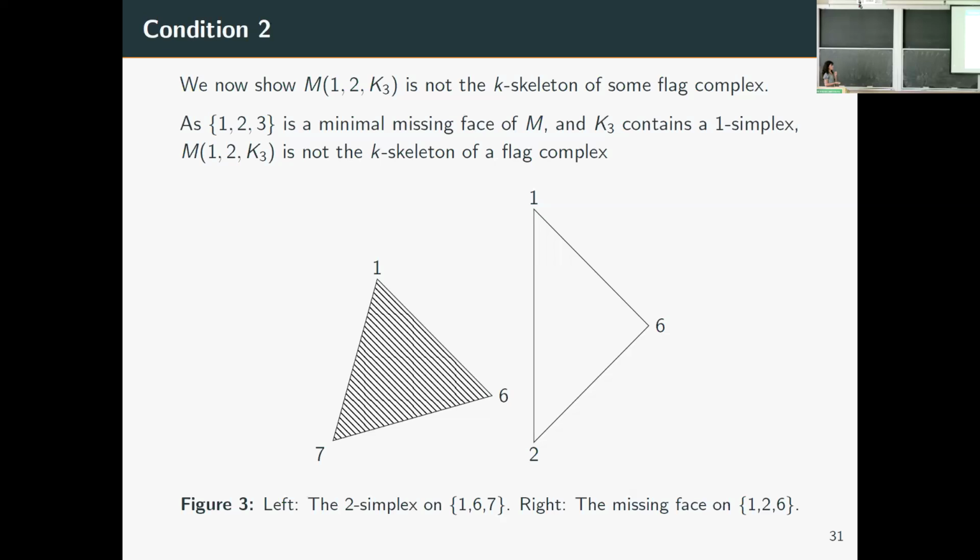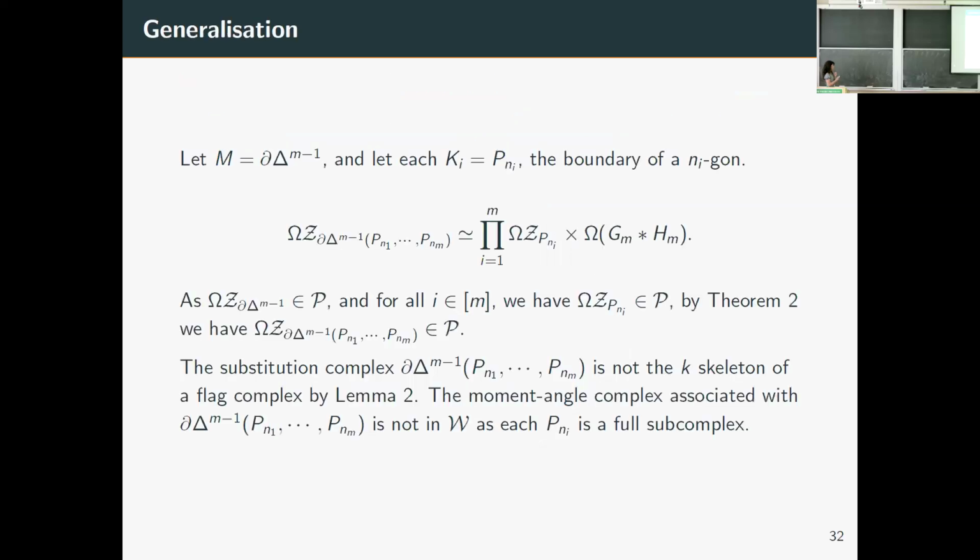We also want to show that it's not the K-skeleton of some flag complex. So, 1, 2, 3, our boundary of the two-simplex is the minimal missing face of M. And we've substituted in K3, which contains an edge. So by our previous lemma, we're going to get that it's not the K-skeleton of a flag complex. However, you can just kind of see it from this, right? We know we're going to have missing faces of dimension 2, and we've got filled-in faces of dimension 2. So it just can't be the K-skeleton of a flag complex.